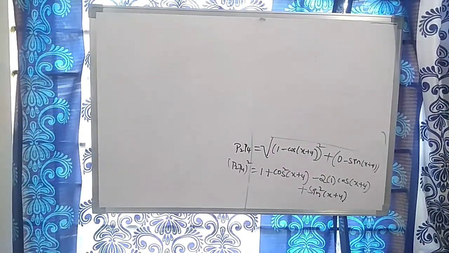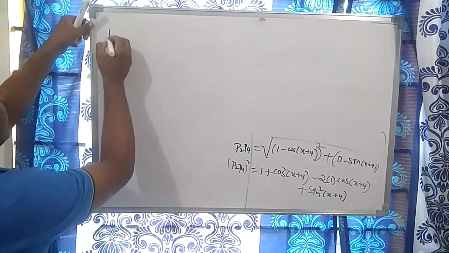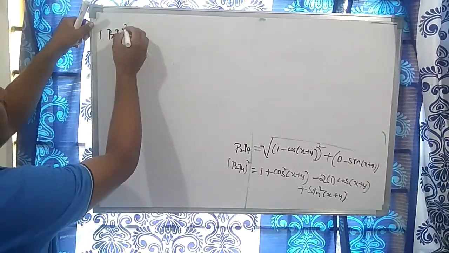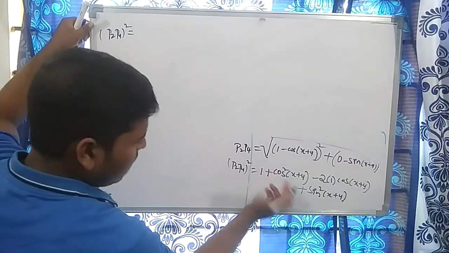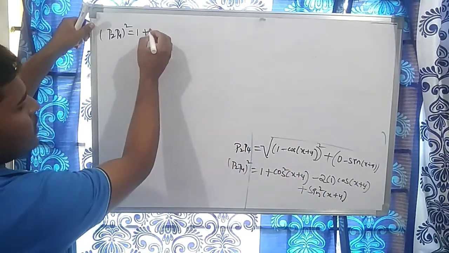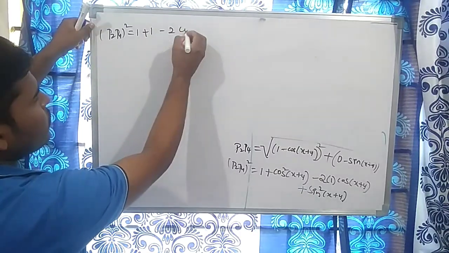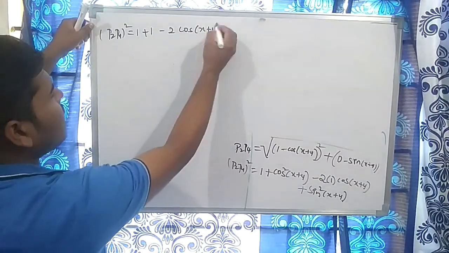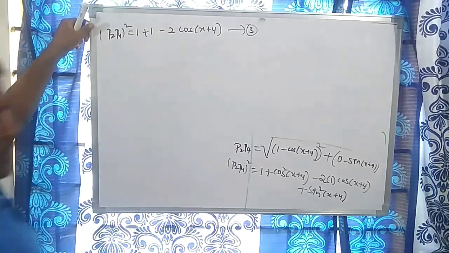Then same steps: p2 p4 whole square is equal to, same as this, cos square of x plus y plus sin square of x plus y. That is 1, and 1 plus 1 minus 2 cos of x plus y. Take this as equation 3.